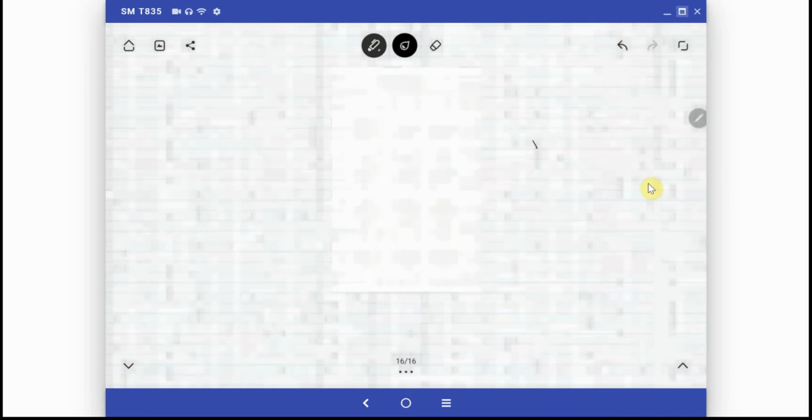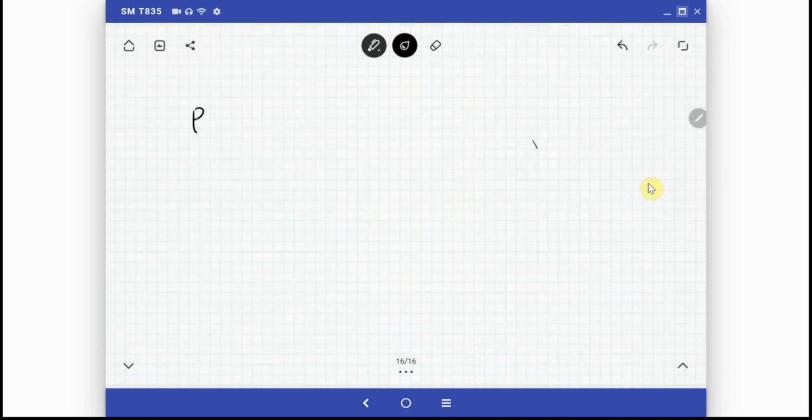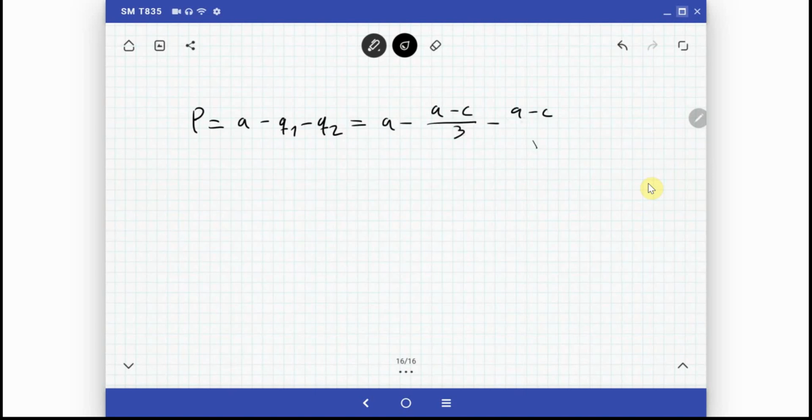Then let's calculate what is the price in the equilibrium. So what price will consumers pay? So we have P is equal to A minus Q1 minus Q2, and that's equal to A minus (A minus C) over 3 minus (A minus C) over 3, and this is actually (A plus 2C) divided by 3. This is something that you can check. So this will be the price that consumers will pay in the Nash equilibrium.